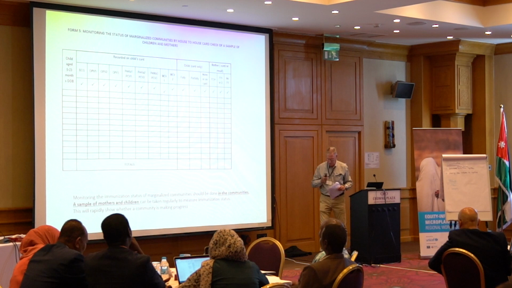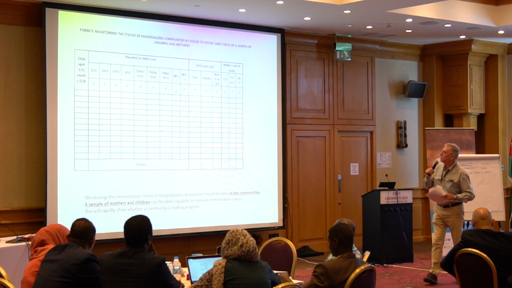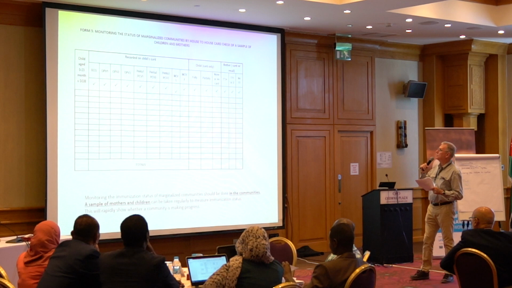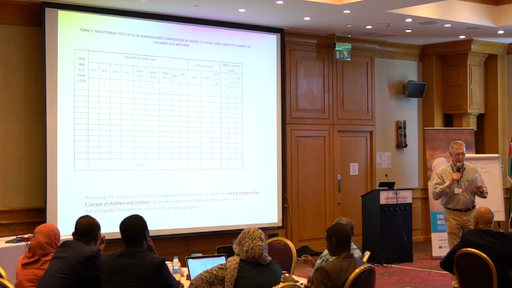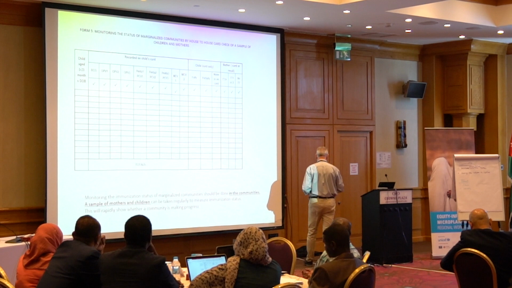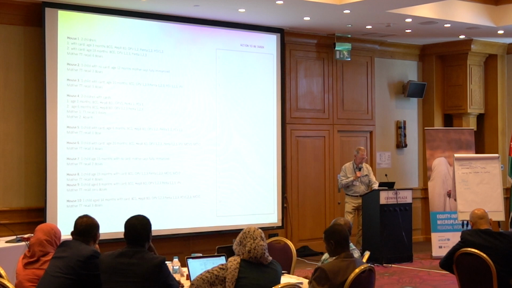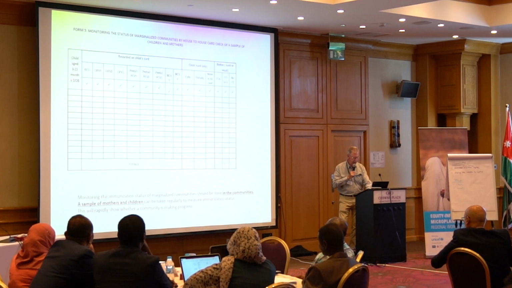This next one is nothing very complicated. We need to talk about monitoring now. How to monitor the status of marginalized communities. This is very much like the previous one we did, table three, which was the master list. Very similar. Remember the master list. Okay. We've done a master list. Now we're talking about monitoring.